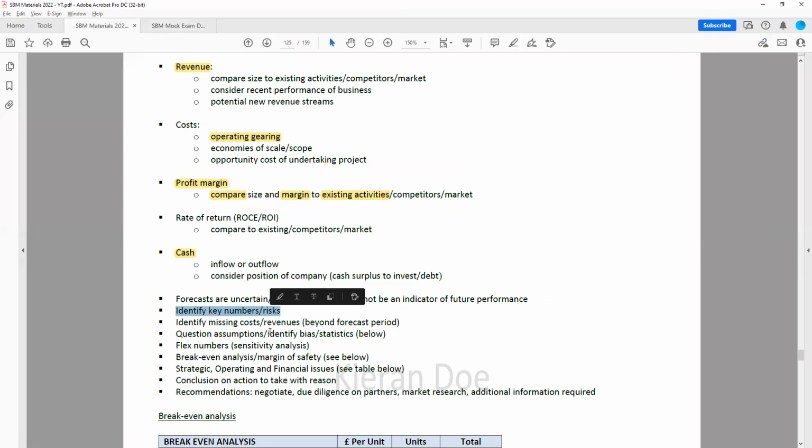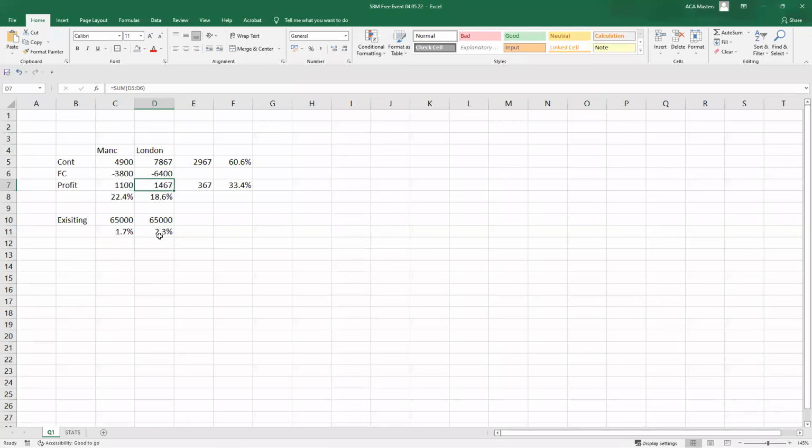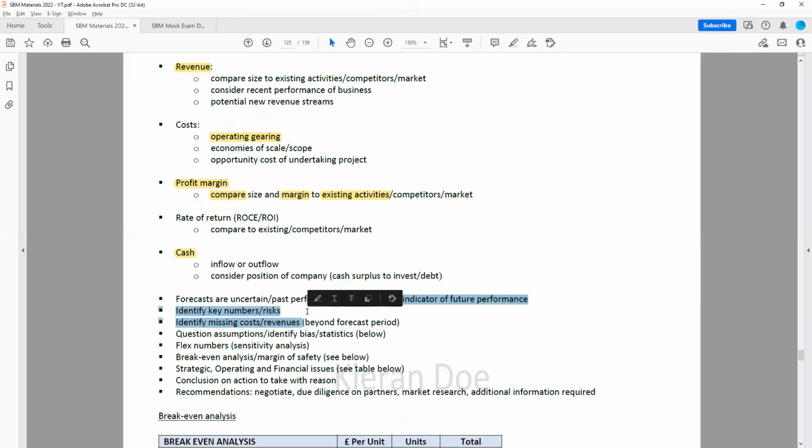Identify any key numbers. So obviously the fixed costs are probably a key number there. We don't have a huge amount of numbers going into it, so this might be more suitable when we've got more numbers going into it. You could possibly mention that if the amounts aren't accurate, then they could be quite different.